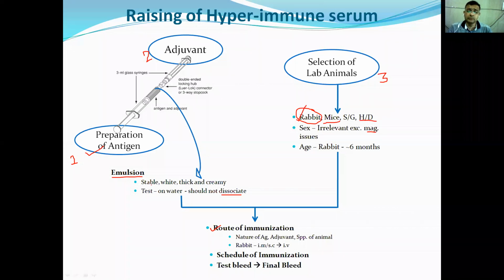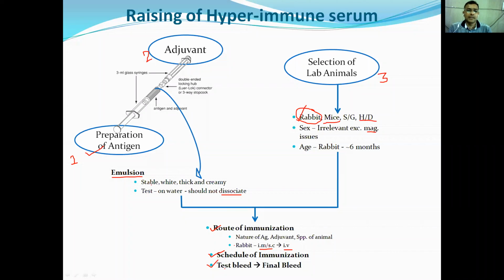hyperimmune serum. In general, if we are using a rabbit, then generally the initial immunization we perform intramuscularly or subcutaneously, and at the last or final booster we give it intravenously. But the immunization schedule may vary from antigen to antigen, species to species, and adjuvant to adjuvant. That's why the schedule of immunization is not fixed, but it must be standardized or optimized in your laboratory based on the type of adjuvant and antigen you are going to use.